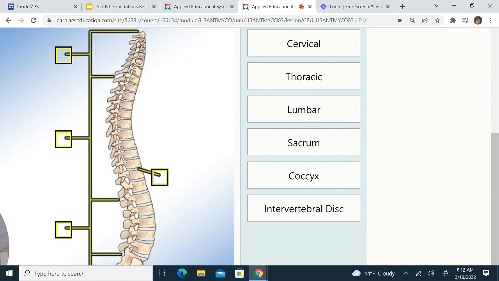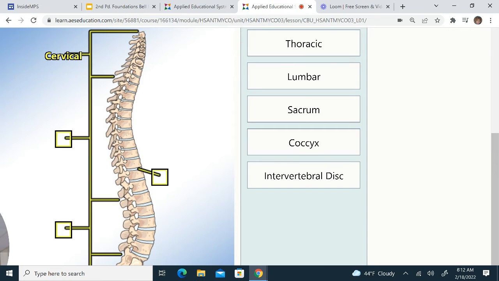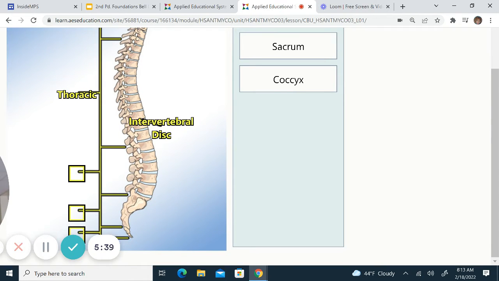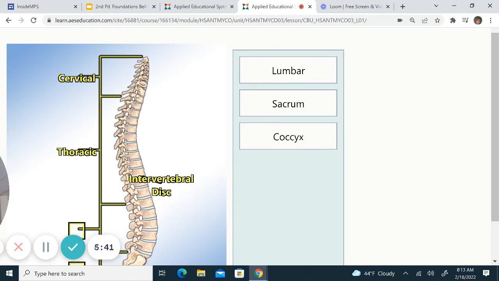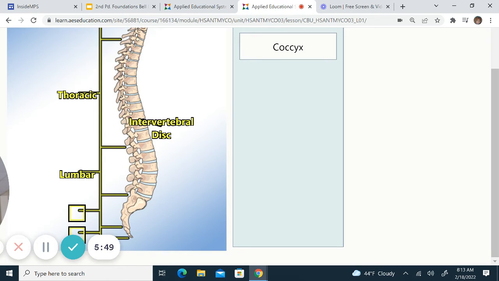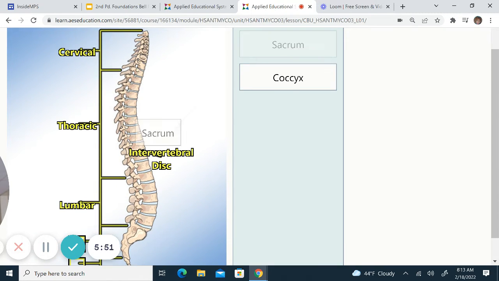All right. So, what are these? Cervical. All right. What about these? The thoracic. Okay. What about this? That's the disc. Intervertebral disc. Right. And then you got these. The lumbar. So you got your lumbar. All right. Sacrum. So you got your sacrum here.